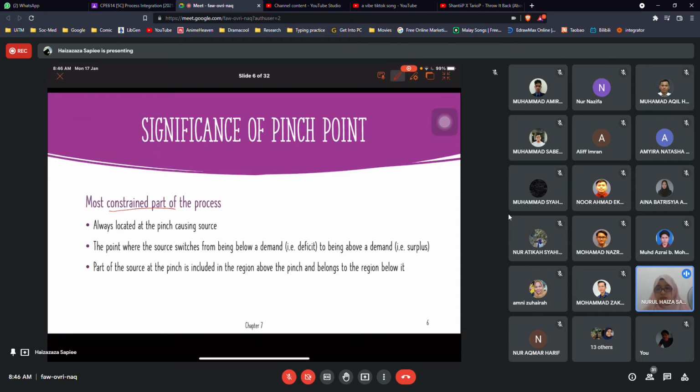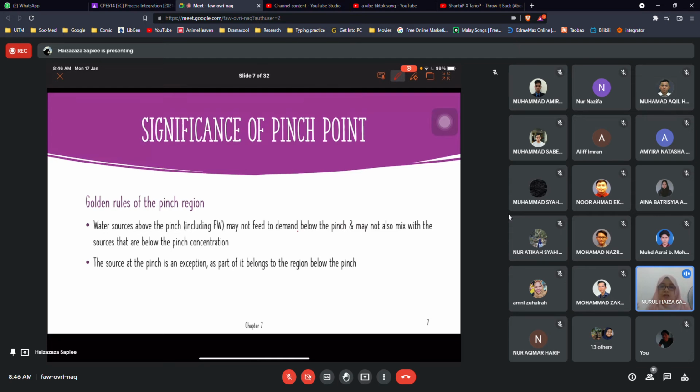So macam sama juga kalau sebelum ni kita ada excess of heat above your pinch, it goes to requiring cooling. And then part of the source at the pinch is included in the region above pinch, and it also belongs to the region below it. Basically apa yang ni nak cuba cakap is that you can basically not transfer anything across your pinch lah, similar to your heat punya. So yeah, you can read more about this later because I don't want to read the slides, but basically the understanding is similar to that in heat integration.